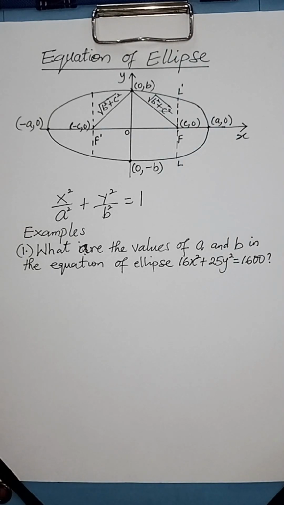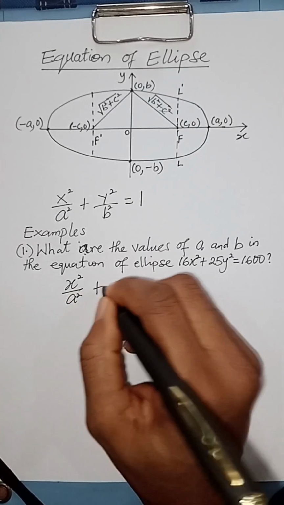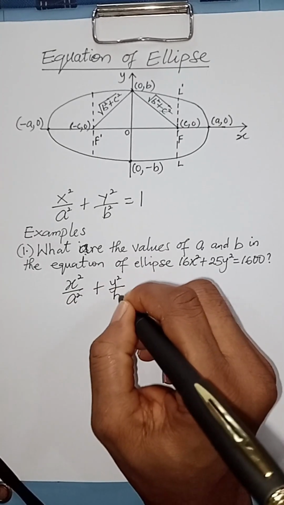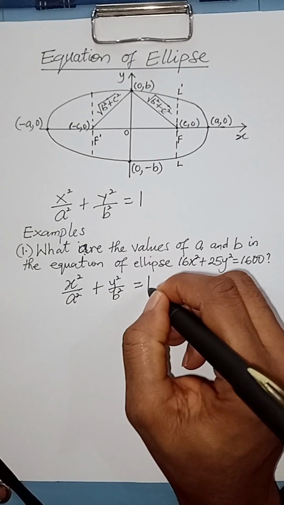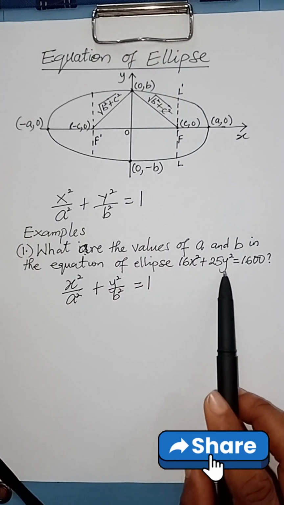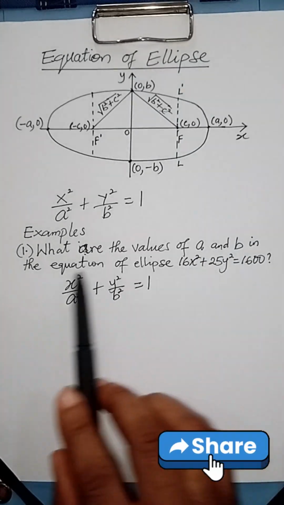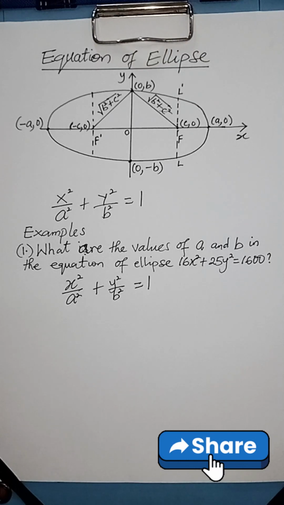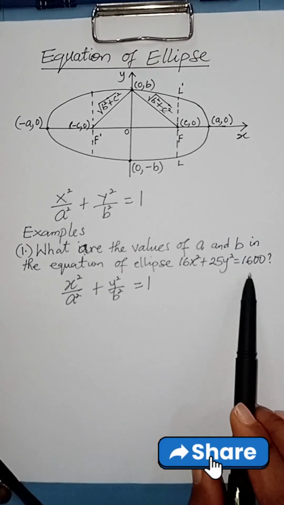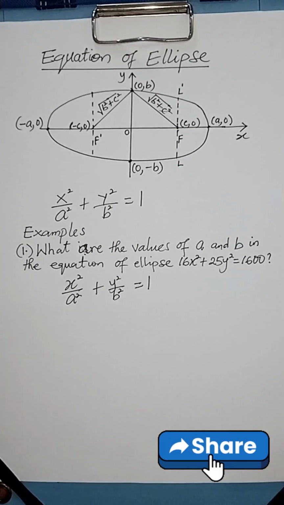Recall, the standard equation of an ellipse is x squared divided by a squared plus y squared divided by b squared equal to 1. Now, I'm going to rewrite this given equation, 16x squared plus 25y squared equals 1600, to look like this equation of an ellipse. Now, how do I do that? Well, this is 1 here. It's just to divide by the value you have here. If you're able to make this 1, then every other thing will fall in place.